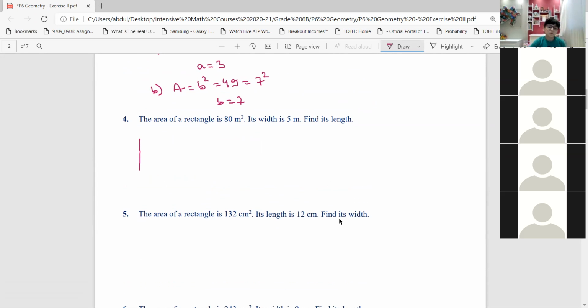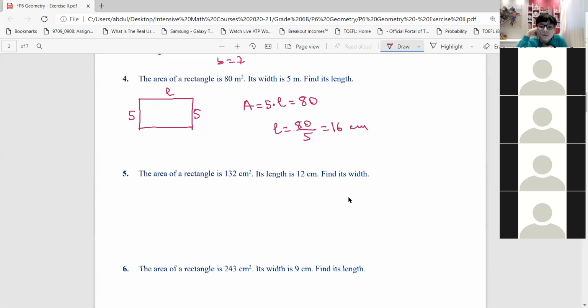The area of a rectangle, let's say this is our rectangle, and area is 80 square meters, and width is equal to 5. Actually, it's given already. How about length? We don't know. So find its length. We know that area is equal to width, that's 5, times length, which I don't know. And area is 80, right? 5 times L equals 80. What is L? It is 80 over 5, that's equal to 16 centimeters.